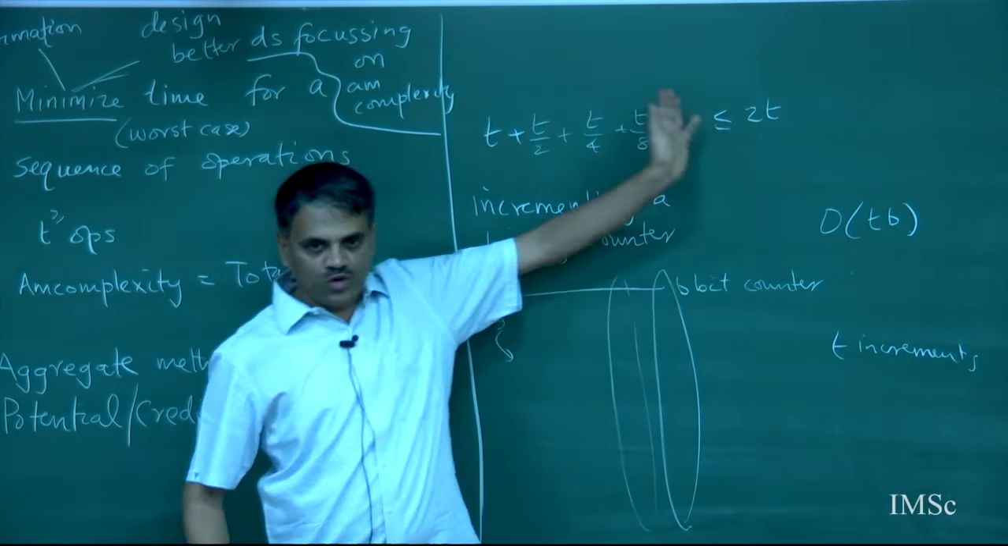So the amortized complexity is 2. This is the aggregate method: you look at a big picture of the whole sequence of increments and overall somehow count it.